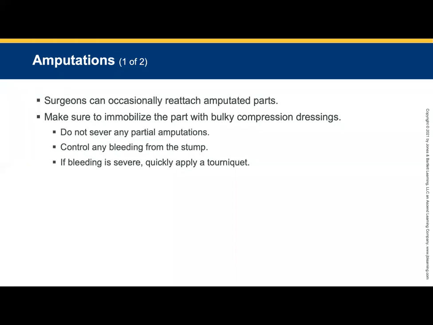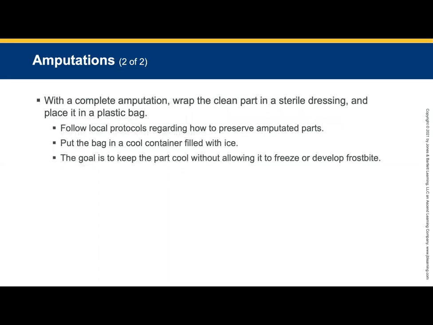Surgeons today can occasionally reattach the amputated parts. It just depends on where it's at and how long it's been amputated. Control any bleeding from the stump. If bleeding is severe, quickly apply a tourniquet. Get that amputated limb and take it. Follow your local protocols. The goal is to keep the part cool without allowing it to freeze or develop frostbite. The amputated part should be transported with the patient to the appropriate resource hospital.